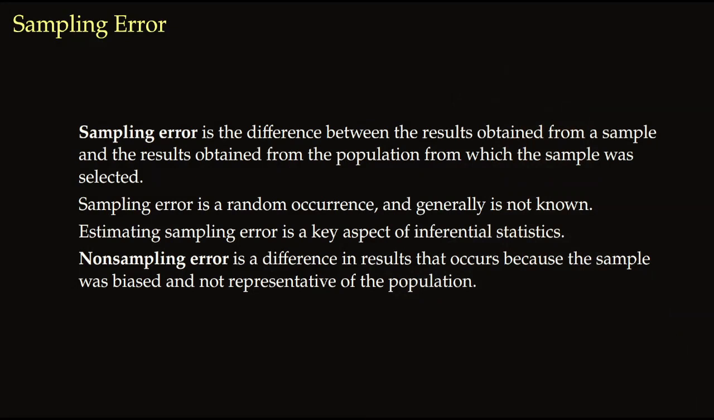A non-sampling error is a difference that occurs because the sample was biased. All right, so sampling error, again, not representative, but showing a clear bias.